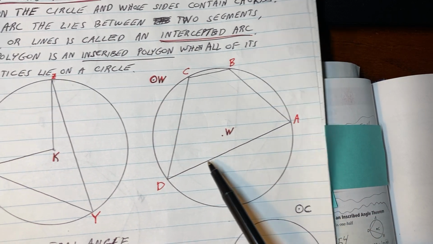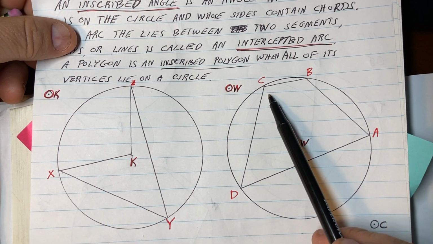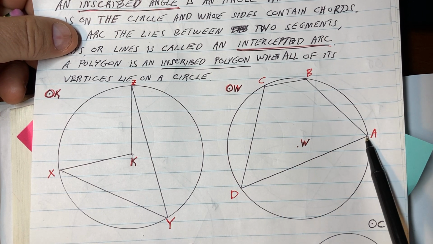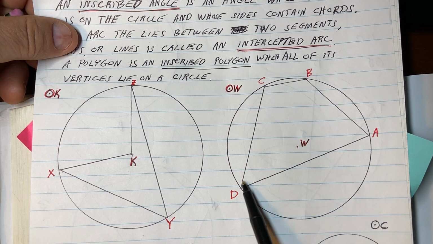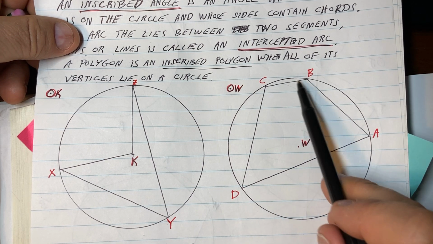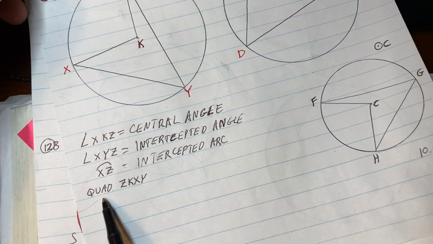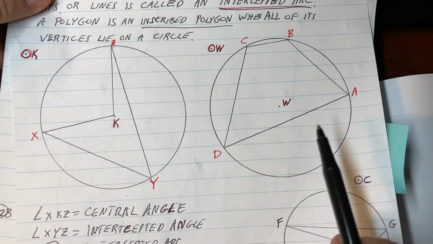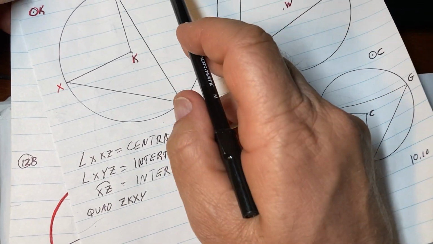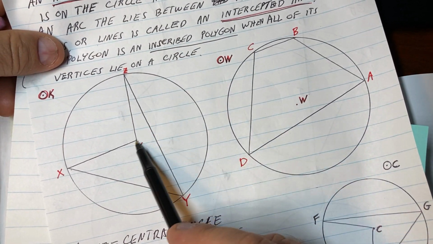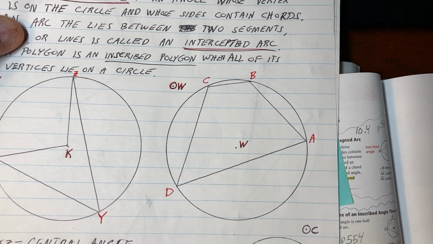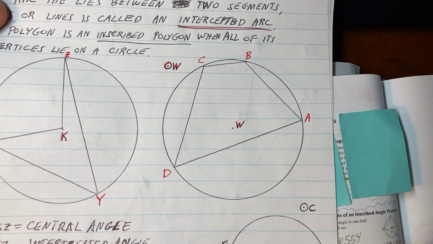What about over here? Quadrilateral ABCD. Is that on the circle? Yes. That's on the circle, that's on the circle, that's on the circle. So this is called an inscribed polygon. So quadrilateral ZKXY is not an inscribed polygon. It's just a polygon. It's not inscribed.